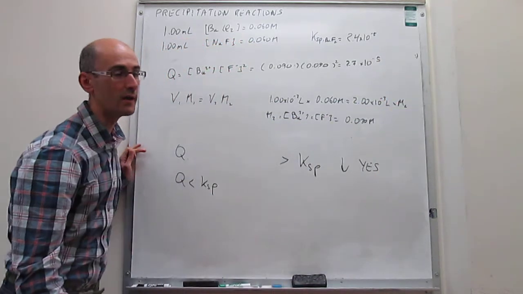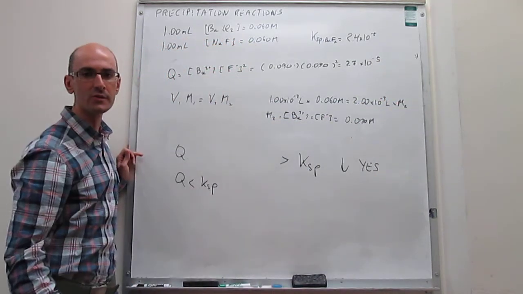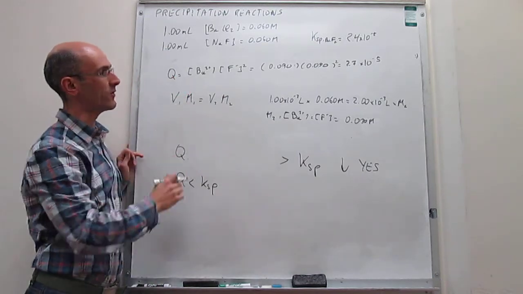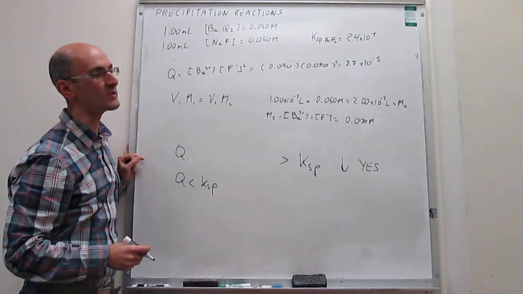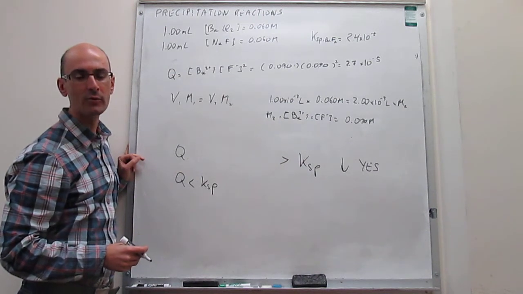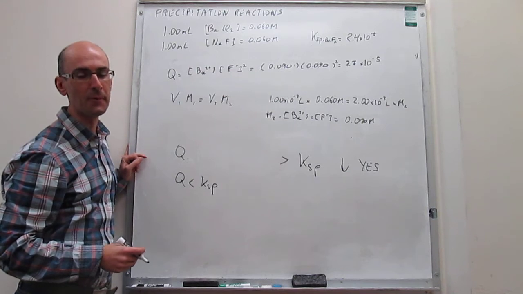So now that you have more concentrated solutions of the initial ions, when you calculate the ionic product, you get a number that is slightly larger than the solubility product of the salt, and what that will mean is that the precipitate will form.